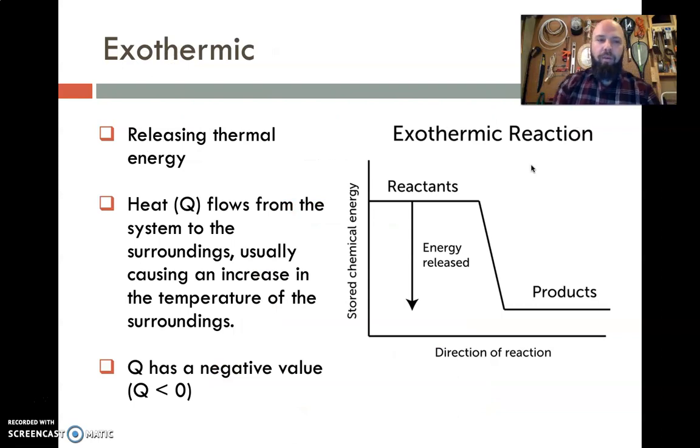If a reaction is deemed exothermic, it means you're releasing thermal energy. I always say when you're trying to remember the difference between exothermic and endothermic: exo, think exit. The heat exits the system, so it flows from the system into the surroundings, and you have less chemical potential energy in your products than you would in your reactants. The Q value will be negative.